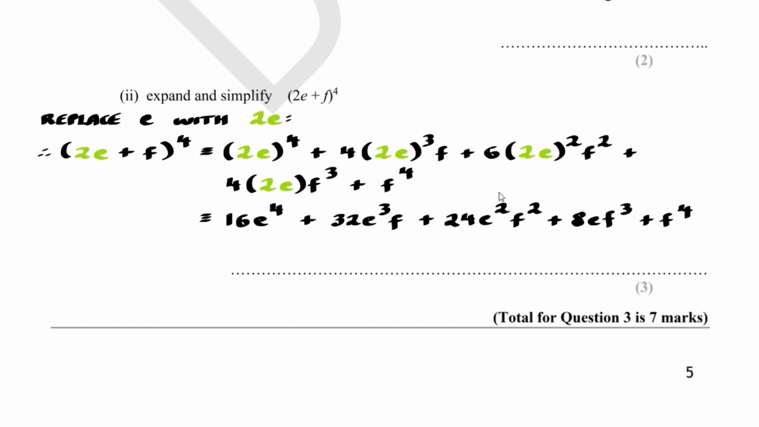We add on to this the f to the 4, and therefore 2e plus f to the 4 is equivalent to 16e to the 4 plus 32e cubed f plus 24e squared f squared plus 8e f cubed plus f to the 4.